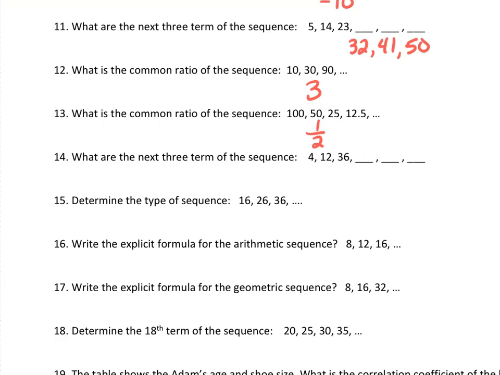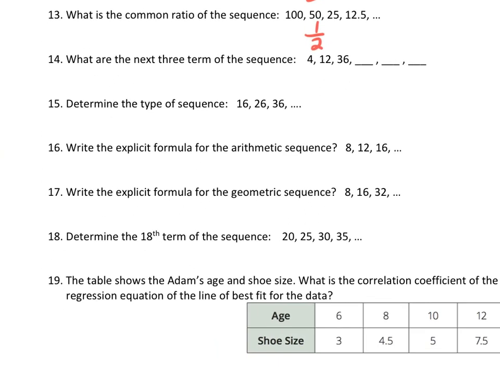Number 14, what are the next 3 terms of this sequence? And again, it looks like they're multiplying, which makes this a geometric sequence. They're multiplying by 3 every time, so I would just keep multiplying by 3. 36 times 3 is 108. 108 times 3 is 324. And 324 times 3 is 972.